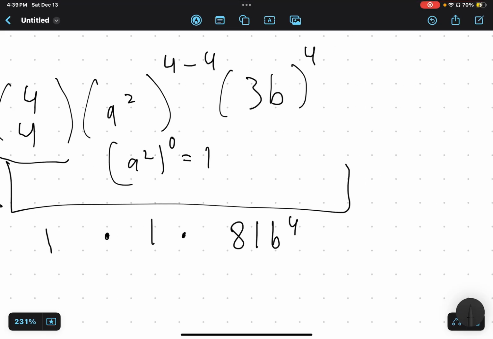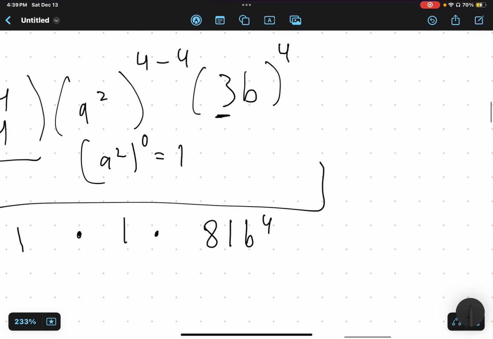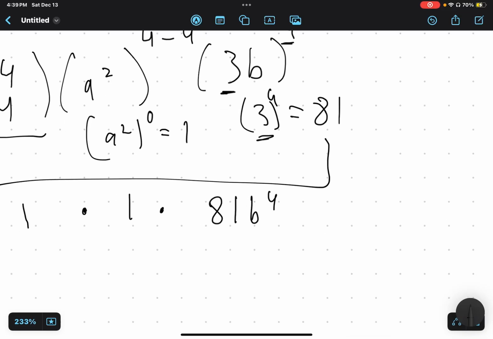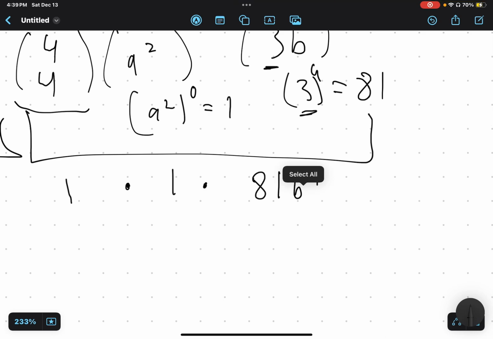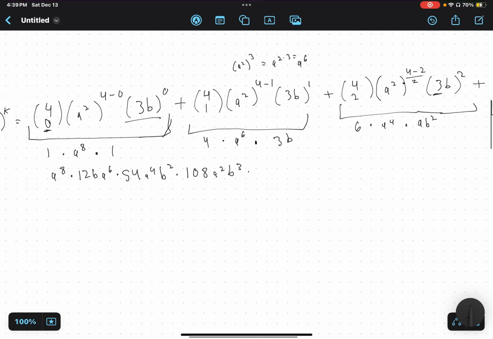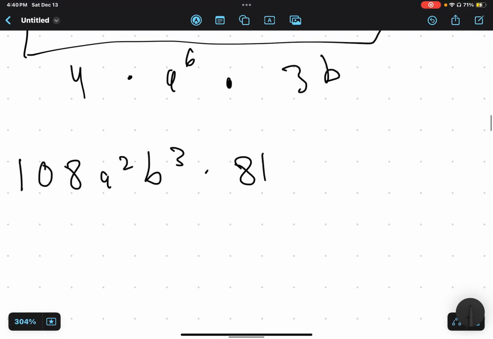And then 3b to the power of 4. So like I said, just put 3 to the power of 4. So our number to the power of the exponent we have, which is 3 to the power of 4, equals 81. So combine the terms and we have 81b to the 4th power. Pretty easy. We're going to add that down here. So we have 81b to the 4th power.